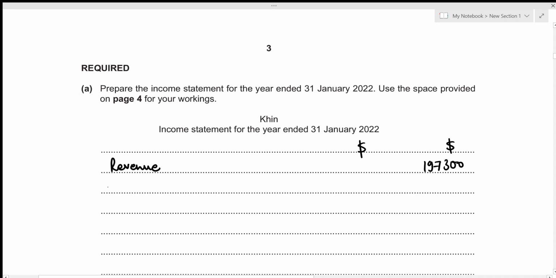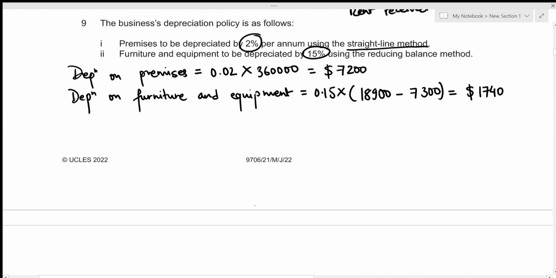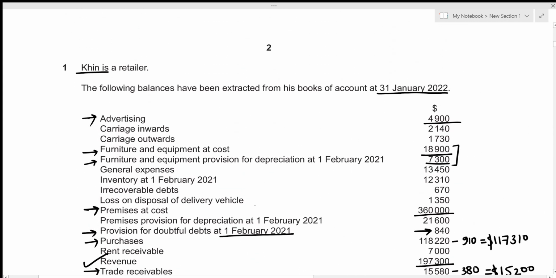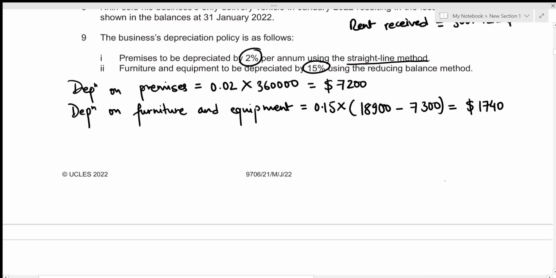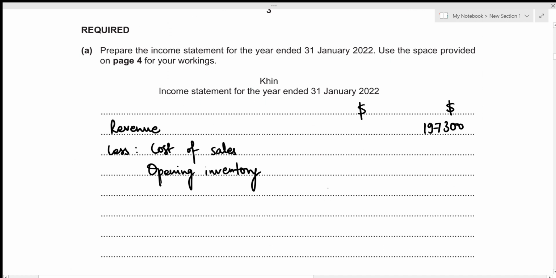Then we can move towards our cost of sales. And the first item to be included in cost of sales is our opening inventory. Let's have a look above. Okay, we are given inventory at 1st February 2021, which is our opening date, to be 12,310. Let's substitute this value into our income statement. That is 12,310.